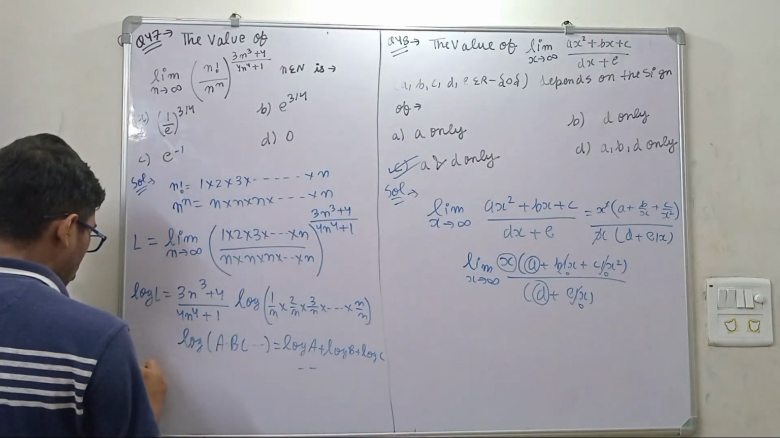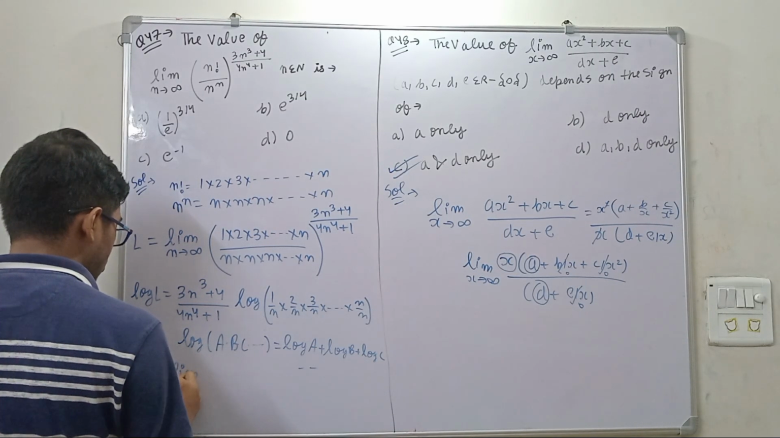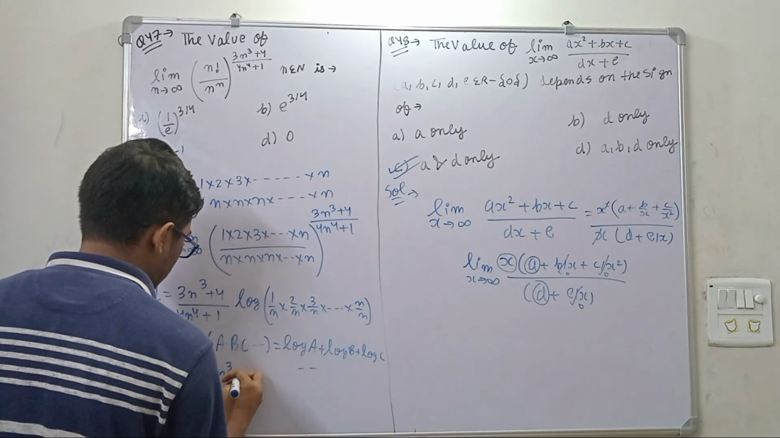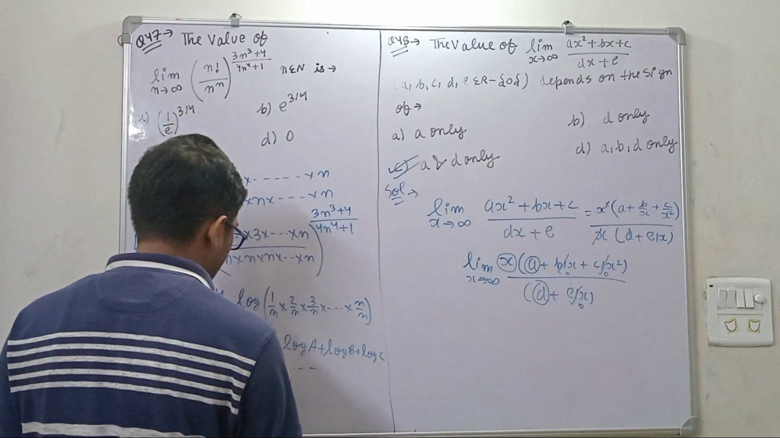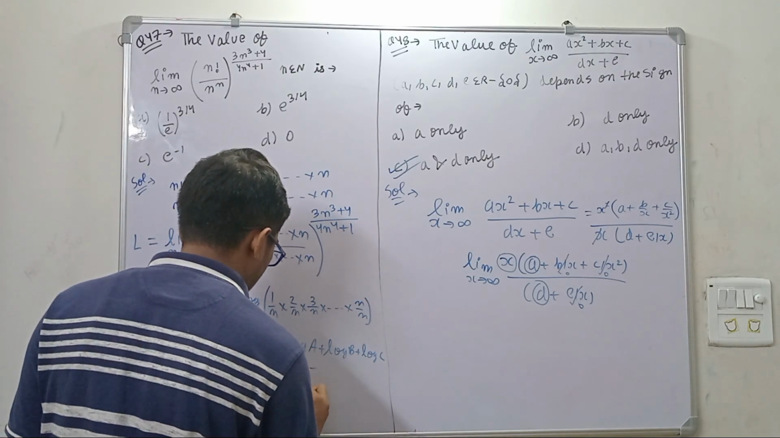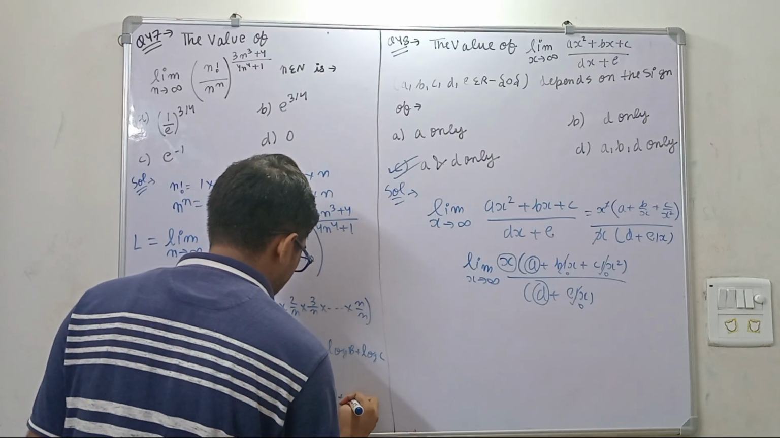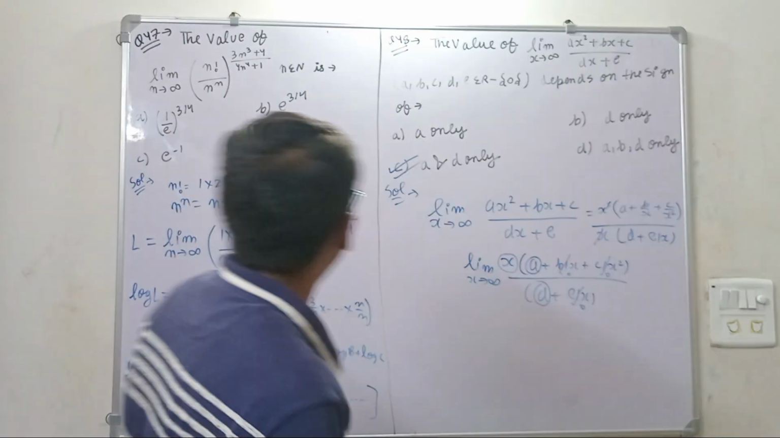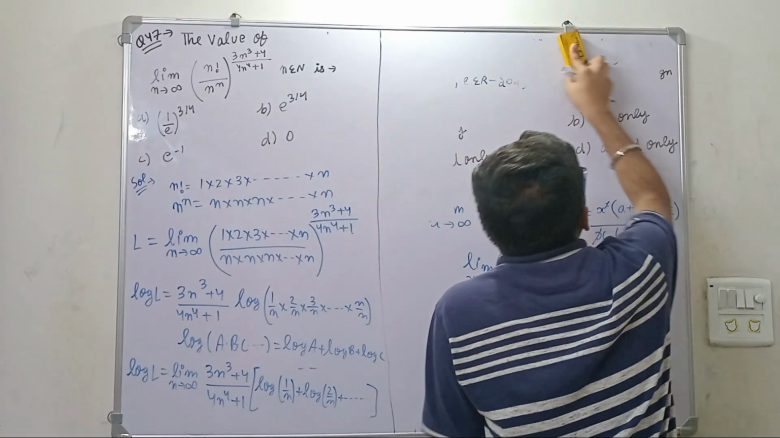So log L will be limit n tends to infinity, 3n cube plus 4 upon 4n to the power 4 plus 1, and this will be log 1 by n plus log 2 by n and till log n by n. Okay, now let us move further here.